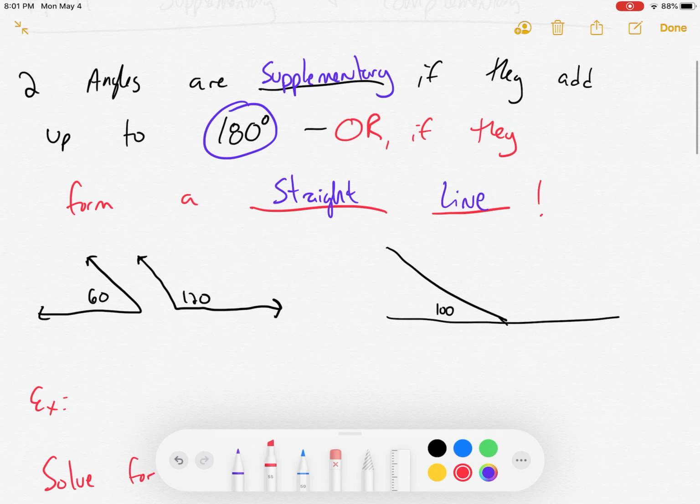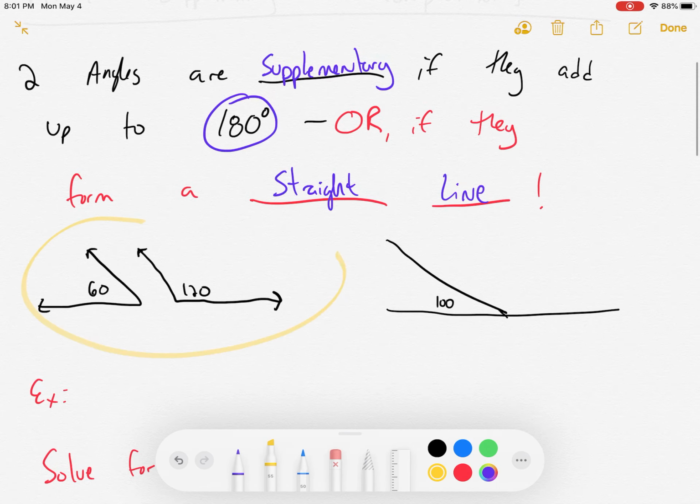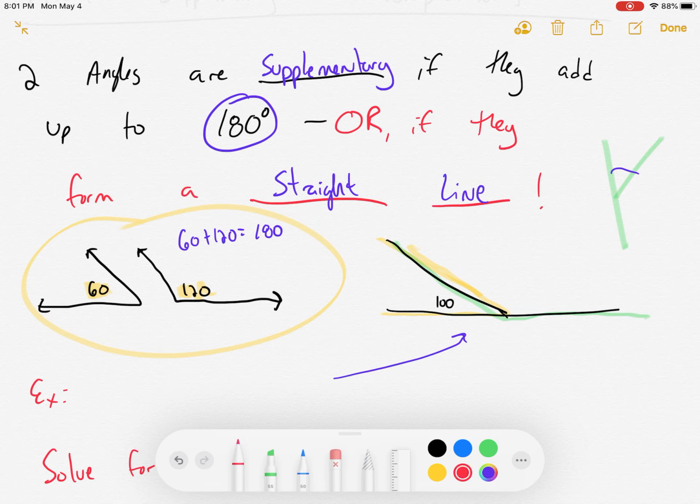So, here, in this first example, 60 plus 120 equals 180. So my two angles are supplementary. In my next example right here, I picked easy numbers. We can easily see that this yellow angle along with this green angle form a straight line like this. So it's pretty much, hey, I'm made up of this angle and this angle.